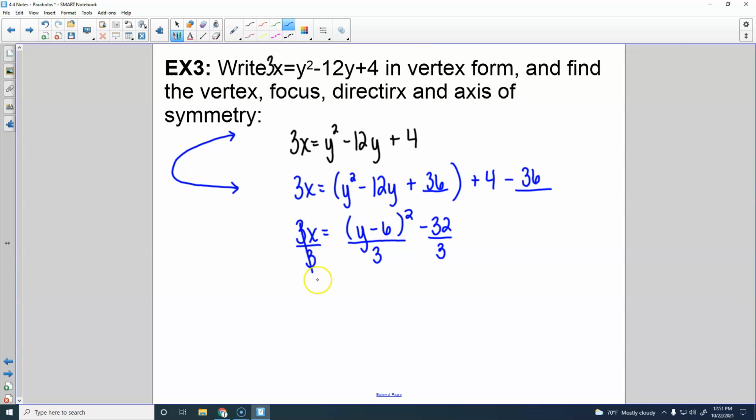So what this ends up being is we don't have a number out here, but it's like we have a 1, or sometimes you may actually have a number you had to factor out, and there's a number there. So we can write this way, 1/3 times (y minus 6) squared. And 32 over 3, let's just do a decimal on that, especially since I messed up this problem and won't have decimals.